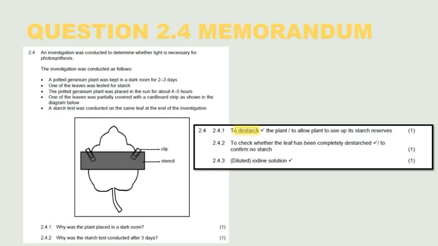Then question 2.4.2, why was the starch test conducted after 3 days? So this was to check whether the leaf has been completely de-starched, to confirm that there's no starch. So we just wanted to check that there's no starch possible before we cover the leaf with our cardboard strip. Question 2.4.3 asked what chemical was used to test for the presence of starch. So this is iodine solution. You are not allowed to write iodine. It has to be iodine solution for you to be rewarded the mark.